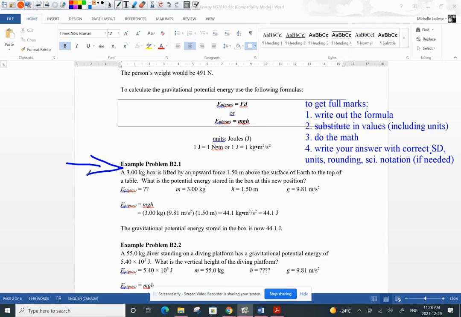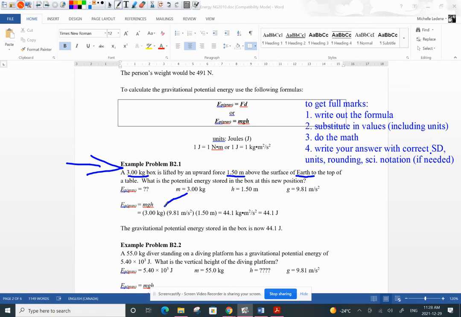So EP gravity is what we're looking for. What is the potential energy? We're given the mass. That's 3 sig digs. We're given the height. That's 3 sig digs. We're on Earth, so we know gravity. This is in your data booklet given to you. 3 sig digs. Write out your formula.